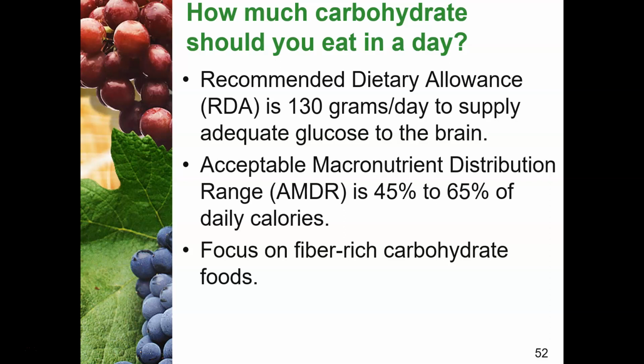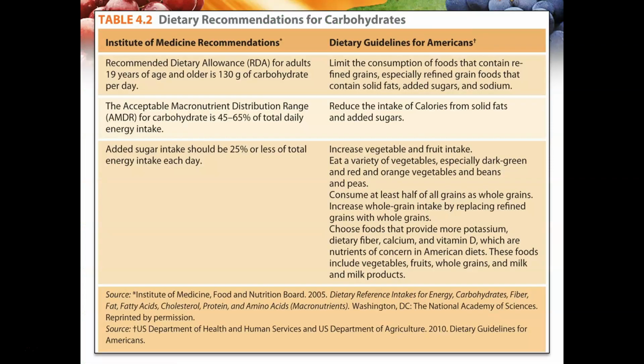Now, what we should do, though, is all carbohydrates are not created equal. We should focus on fiber-rich carbohydrate foods. So, again, this is from our textbook. So 130 grams per day. So all carbohydrates are not created equal. So fruits and vegetables have carbohydrates, but they're also packaged with fiber and vitamins. You might have heard the term empty calories. So if you have something like a soda or a tea or Gatorade or something like that, those contain added sugars. And those should be less than 25% of the total energy intake.